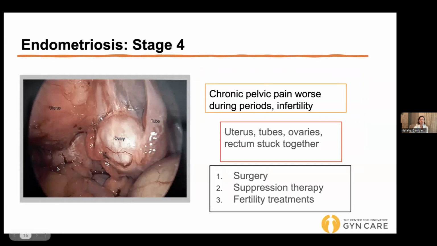So this is stage 4 endometriosis. You've got the rectum stuck to the back underneath the uterus here. So all the anatomy is very distorted. Things are stuck together. So this is going to be a completely different approach after the surgery. First of all, the fertility prognosis is much worse in this patient. We would probably recommend IVF, which is in vitro fertilization. So the patient would be immediately referred to a fertility specialist.